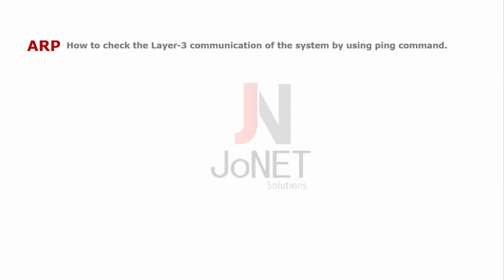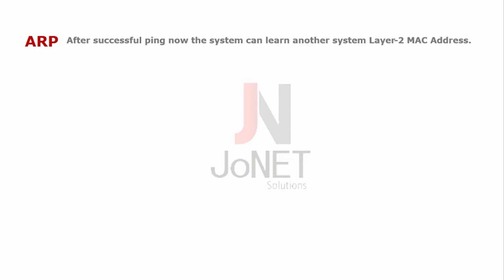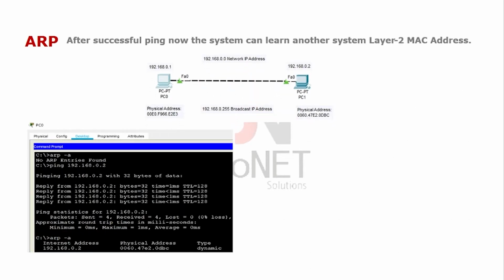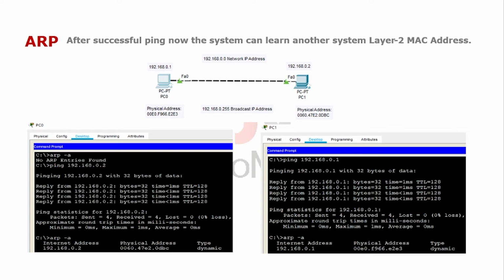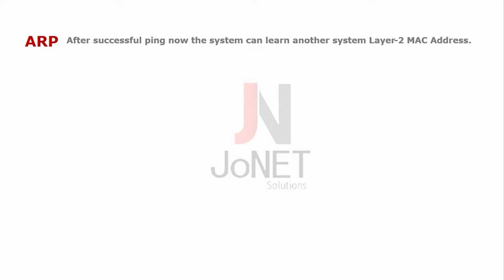Now, how do we check the layer 3 communication of the system by using the ping command, as we already did. Once layer 3 communication happens, only then will the ARP entry be learned by the system. So once you successfully ping from one system to another system, check your ARP table from the system with arp -a. Then you can find the IP address and the MAC address of the other system. After a successful ping, the system can learn the other system's layer 2 MAC address.